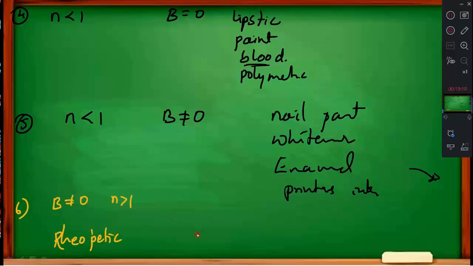Rheopectic fluid. Viscosity decreases with time. Write it down, viscosity decreases with time. Example, you may not know, write down gypsum solution in water, or bentonite.